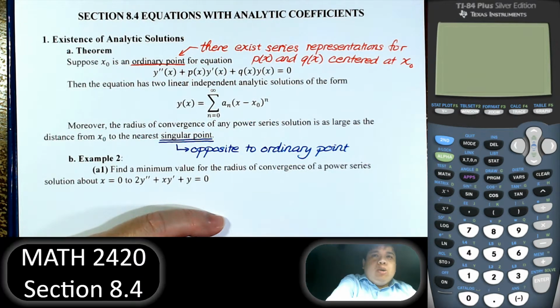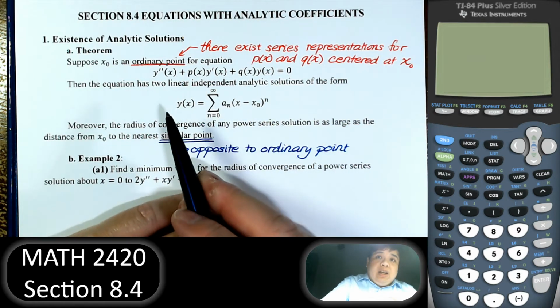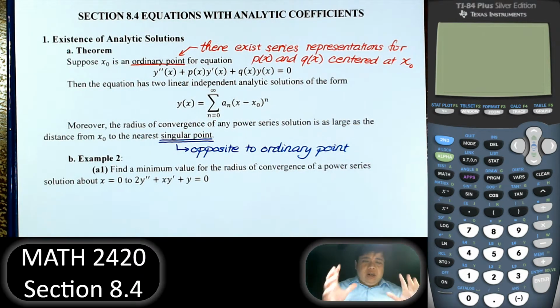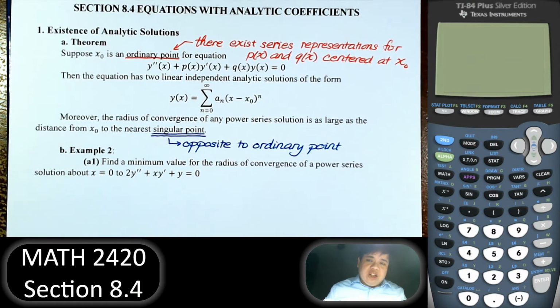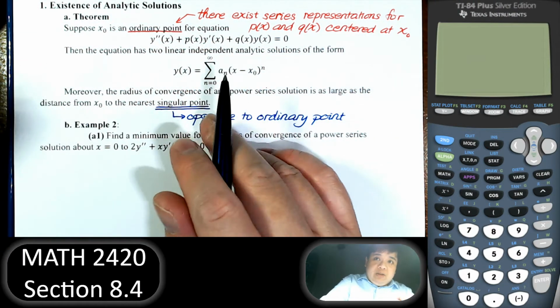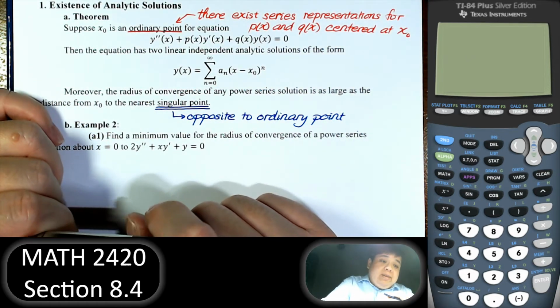So loosely speaking, we can just say p of x and q of x are analytic, meaning that they are defined. Of course, later there might be some more complicated definition between analytic and other things, but at this level we just say p of x and q of x, if they are defined, there will be a power series representation for it. Right.